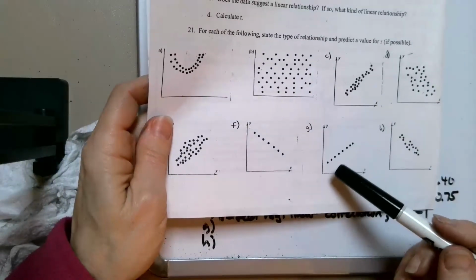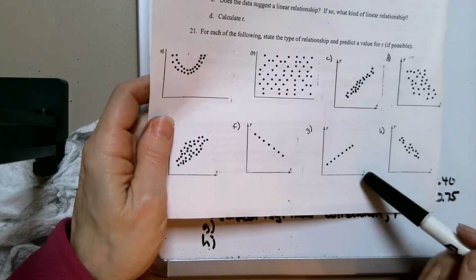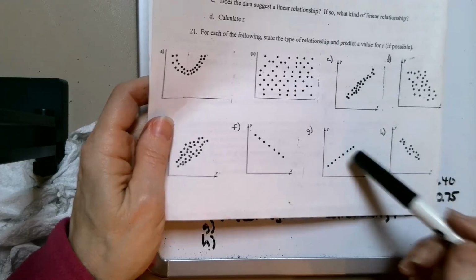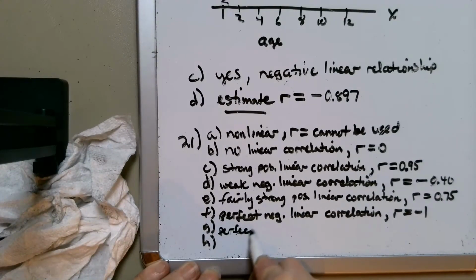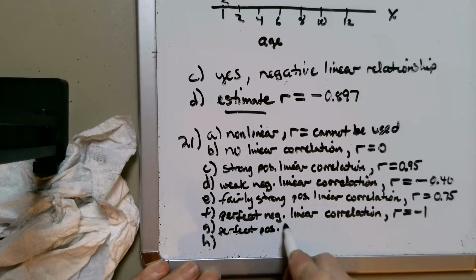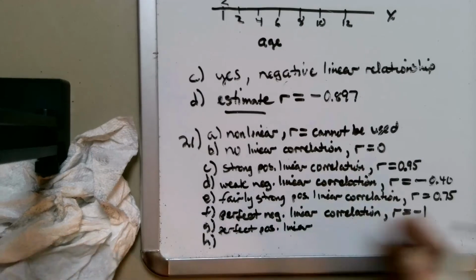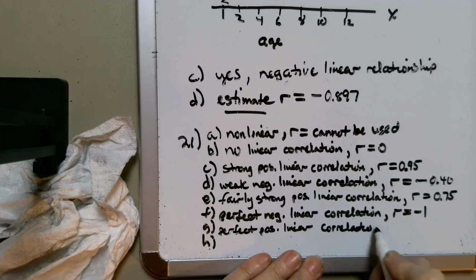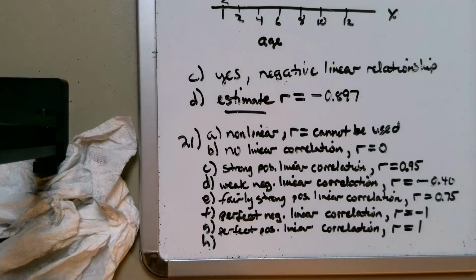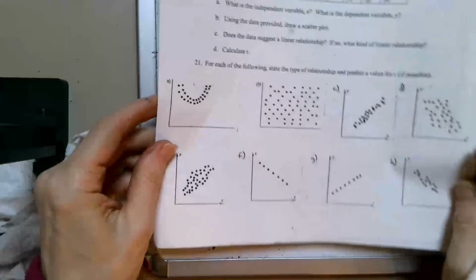G is also easier because this is a perfect positive linear correlation. As X increases, so does Y. It's going up in a perfect straight line. In a perfect positive linear correlation, we can do the R easily. It's positive 1. So R is always between negative 1 and positive 1. The closer it gets to 0, the weaker it is.